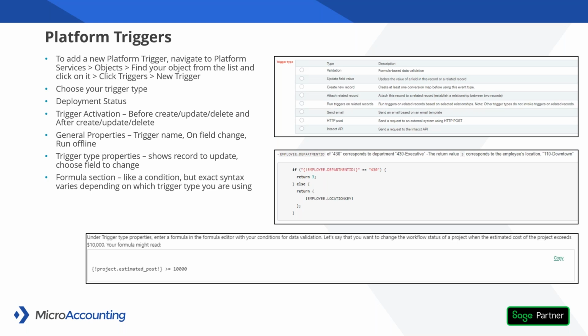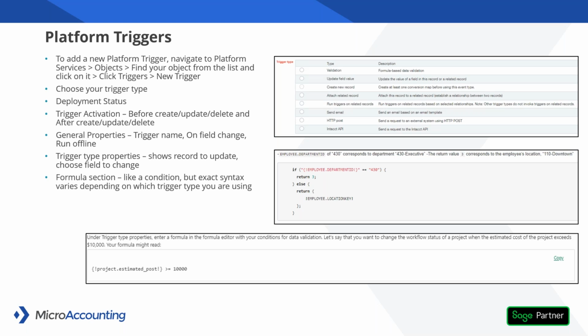So then the next section is going to be your trigger type properties. It's basically just going to be showing you the record that you are updating, and then gives you the option to select the field that you want to change. So again, going back to my example for the update field value, this is one of those fields that's going to show up for this trigger type.